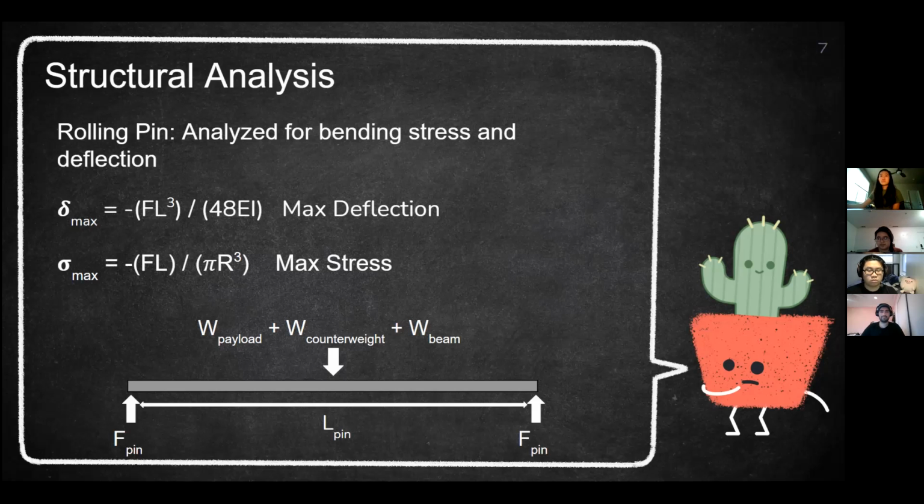load in the center. The load contains the weight of the payload, the counterweight, and the weight of the swinging arm beam. For the rolling pin, we use metal instead of wood as there would be less friction as the metal rod spins, and when nearing failure criteria, the wood will crack, decreasing the structural integrity of the pin, while metal will deform elastically before total failure.